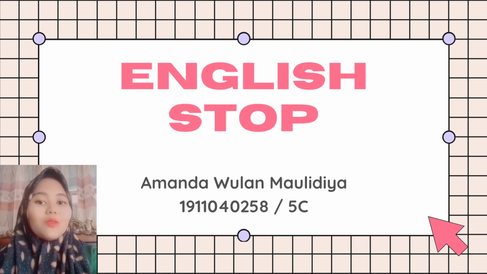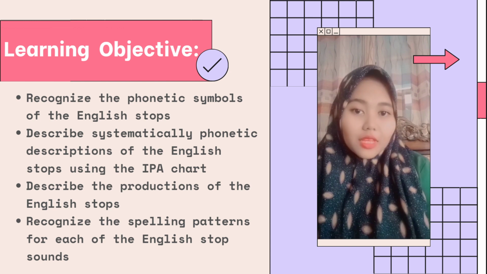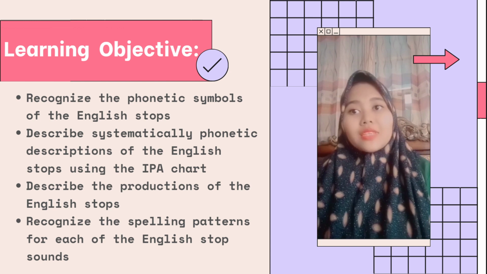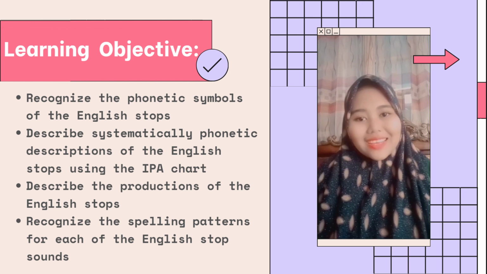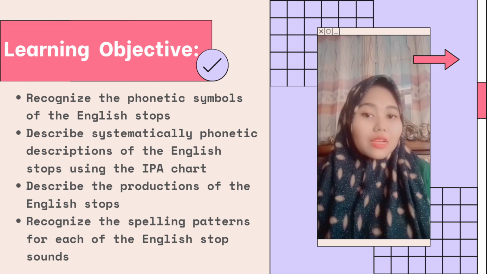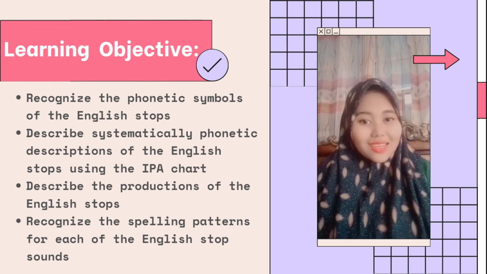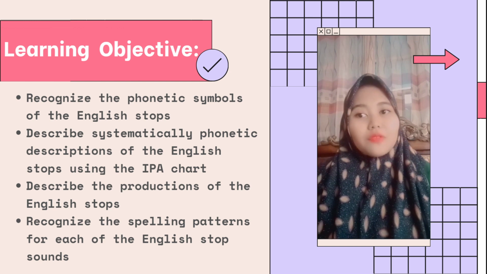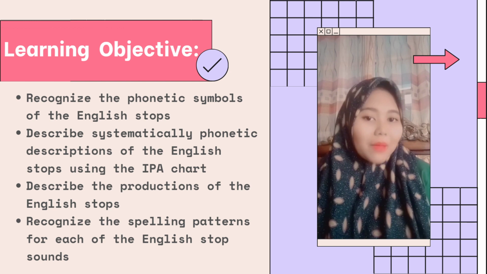Here I want to explain to you about English stops. I have learning objectives, including: first, recognize the phonetic symbols of the English stops. Second, describe the systematic phonetic description of the English stops using the IPA chart. Third, describe the production of the English stops. Fourth, recognize the spelling patterns for each of the English stops.